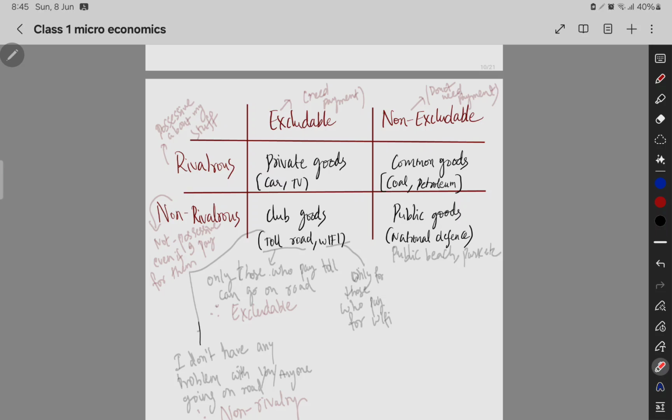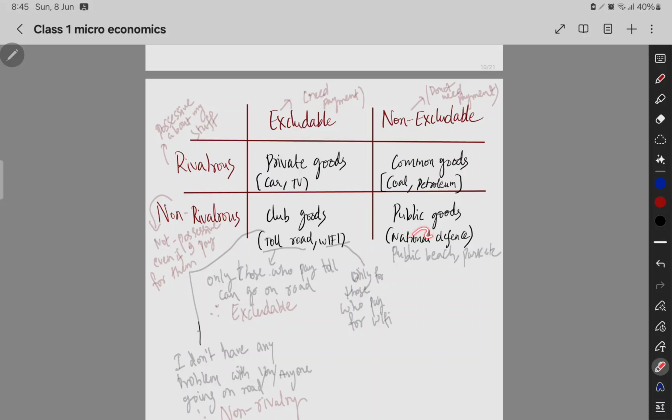Non-excludable means they do not require payment, you need not exclude. Non-excludable means need not exclude, remember it like that, because they do not require payment. Excludable means you can exclude them because they require payment. You need not buy a car, TV, or go on a toll road, or buy Wi-Fi, because they all need payment. Whichever goods require payment are excludable, and whichever goods do not require payment are non-excludable. So just think whether they need a payment or not.